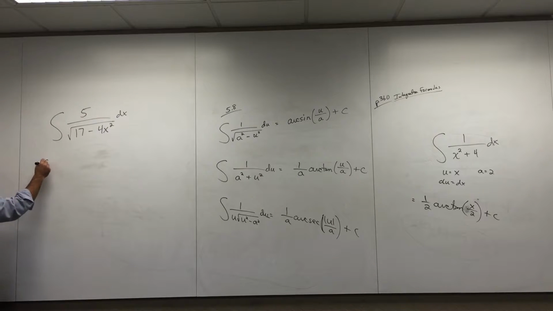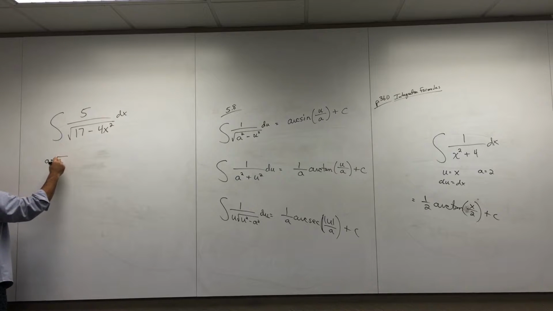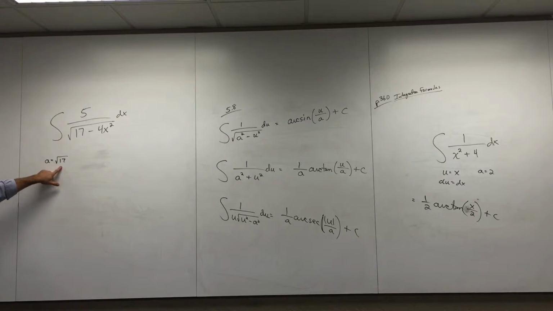What is the a? If that's a squared, what's a? That shouldn't scare you. It's just a number, just as good as a 3 or 4. Cool. So there's my a. So what's my u? 2x.